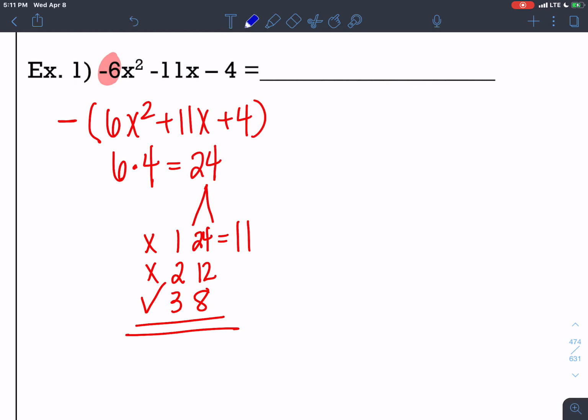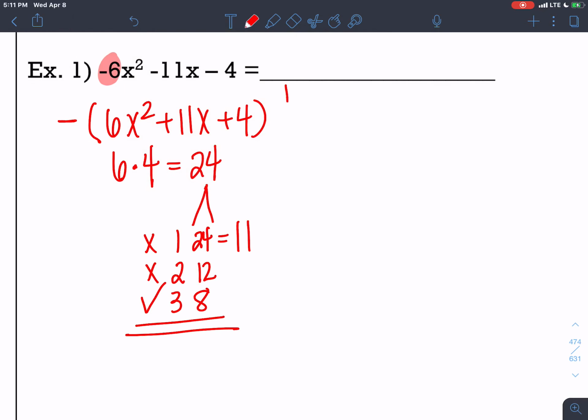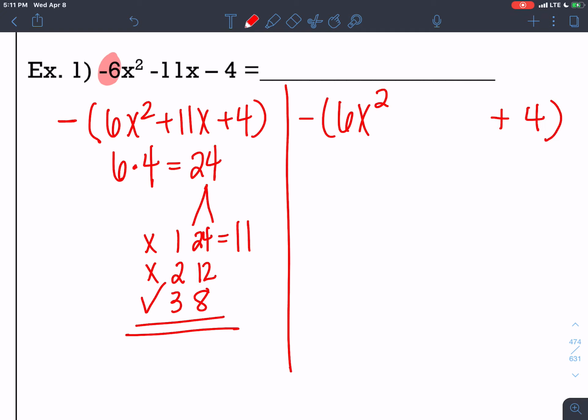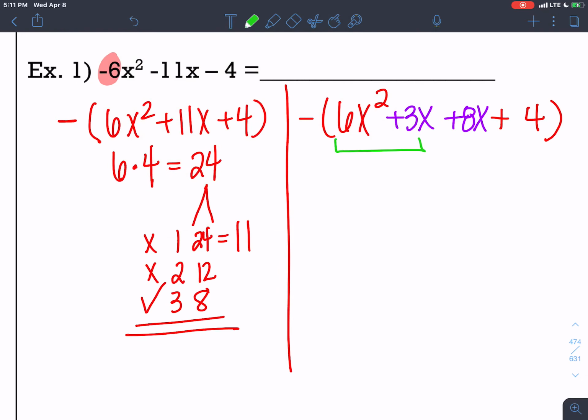So everything that I'm writing in red is not going to change. Everything that I'm writing in the other color is going to change. Now I'm going to factor out here in the green section.